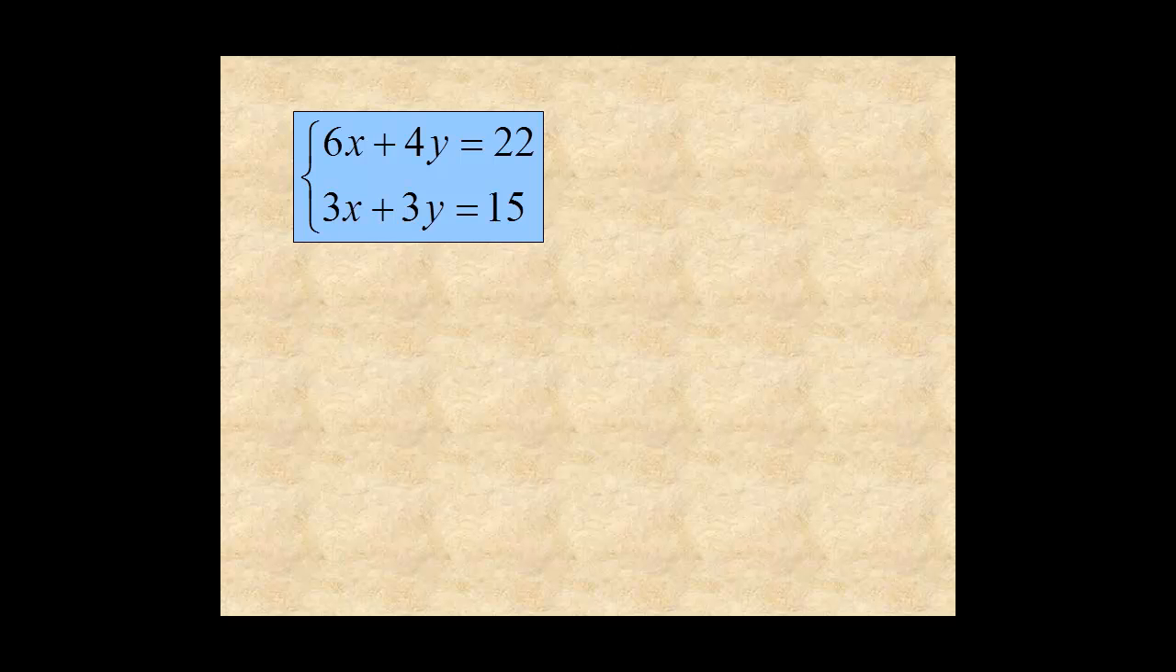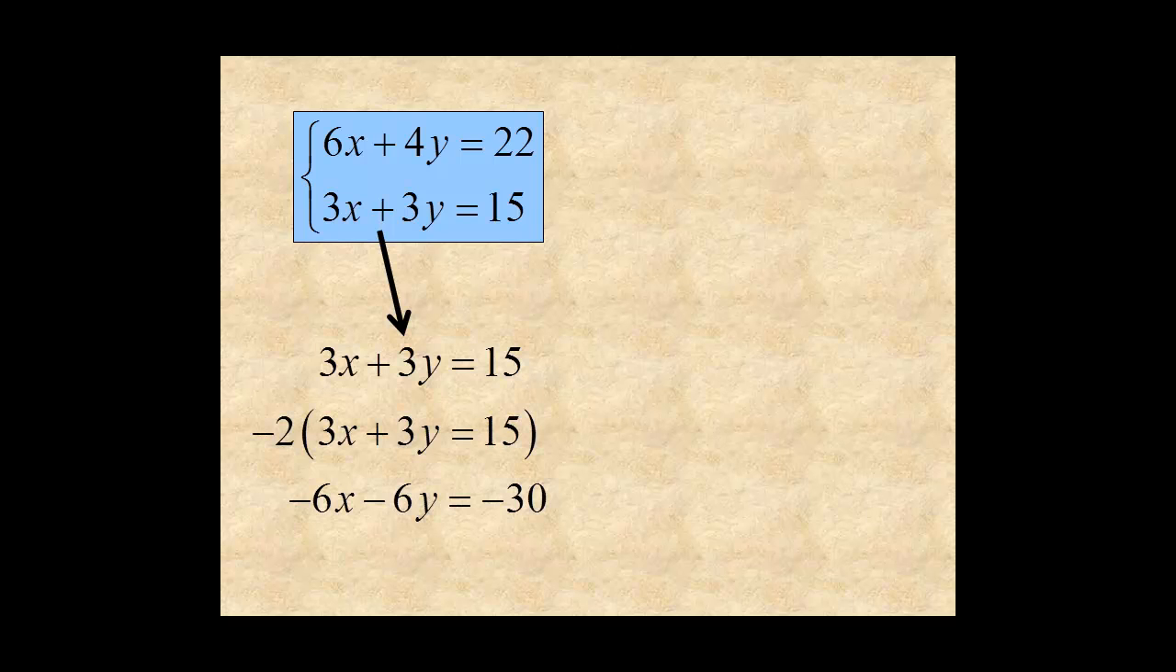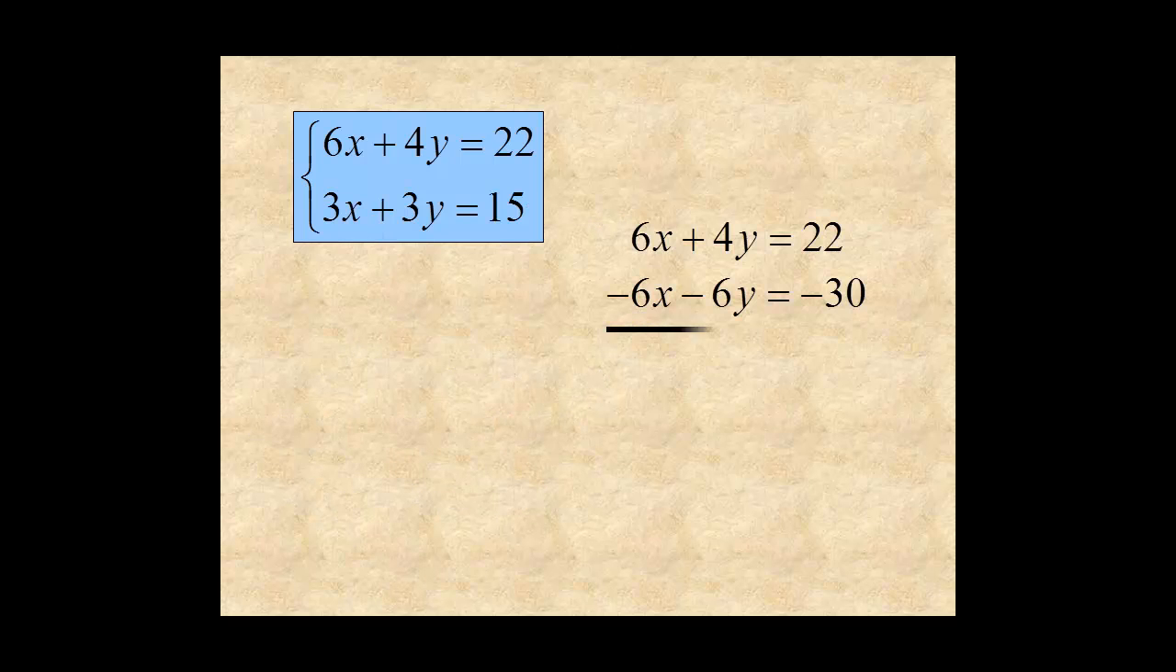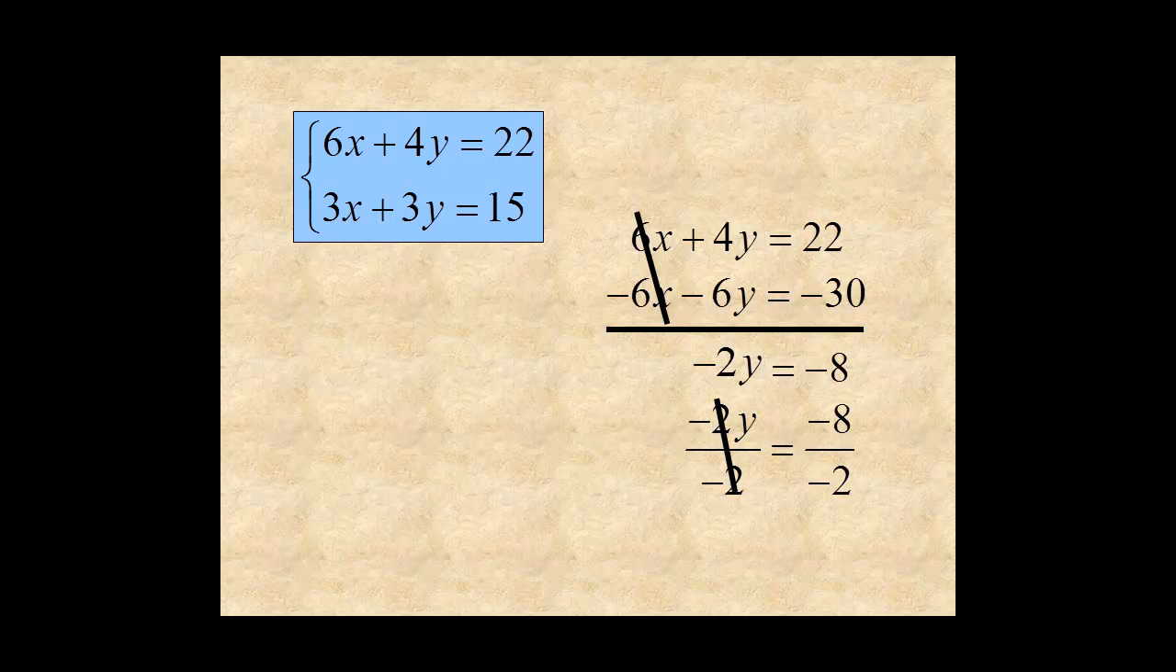Starting with the second equation, multiply both sides by -2. Then add to the first equation, and the x variable is eliminated, leaving -2y equals -8. Then divide both sides by -2 to solve for y equals 4.